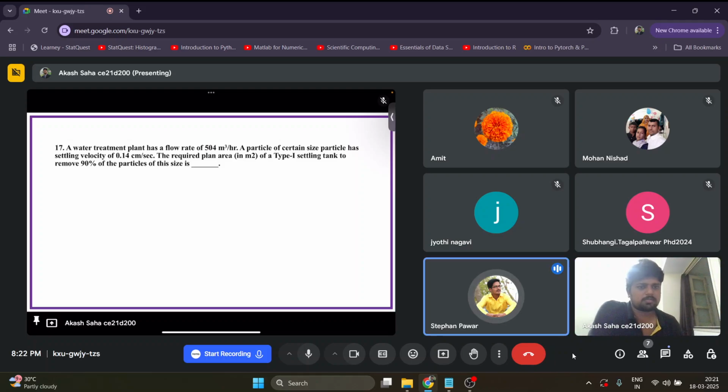Very simple. A is equal to Q upon V, the flow upon the settling velocity. That would be nothing but your discharge Q divided by the settling velocity. That will give you the area, right? Area is nothing but Q by V. Now you only want to remove 90% of those particles. So that area into 0.9 will give you the plan size.